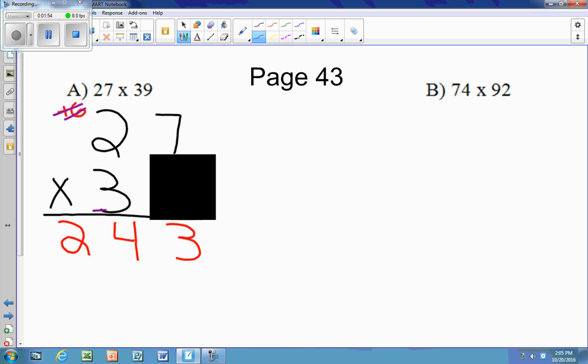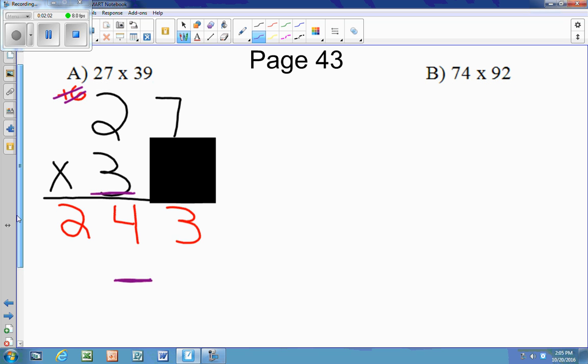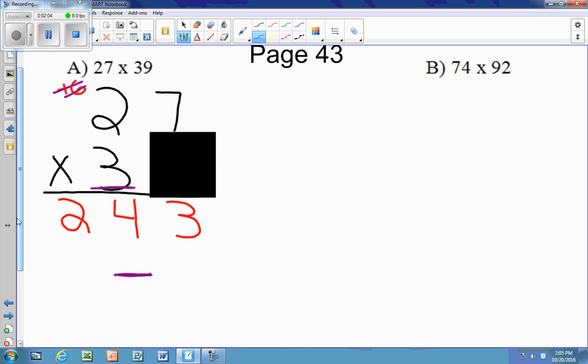If I notice though, the 3 right here is in the tens place, which is right here. And that's where I'm going to have to start. And since I'm going to have to start there, I need to take something to fill this place over here in the ones place. I always fill it with a 0 to start. And now I can start multiplying.